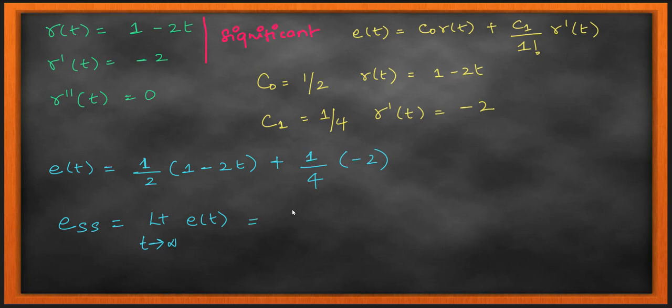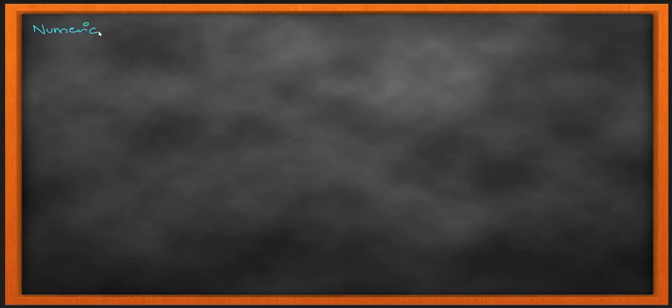You can do one more step and do the ESS calculation. Most of the time your ESS will come out to be infinity if the t is in the numerator. If the t is in the denominator, then you may get a 0, because 1 by infinity is 0. So that is where you get a non-infinite value for ESS. Okay, good.